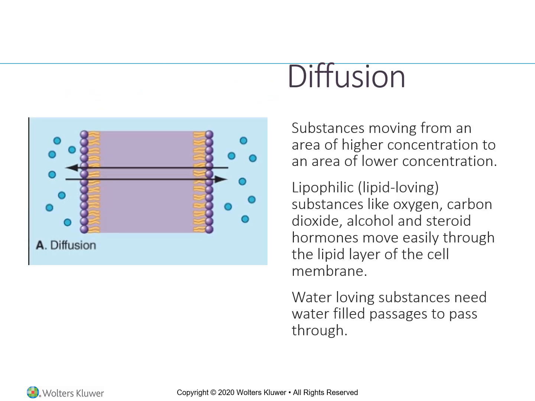So the first type of transport we'll talk about across the cell membrane is diffusion. In basic diffusion, a substance is moving from an area of higher concentration to an area of lower concentration. In the picture you see here, the substances, these little blue dots, are equal on either side of the cell membrane. So if that's the case, you don't really have any net movement across that cell membrane, right?